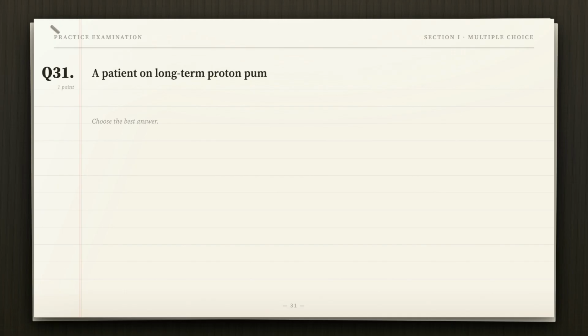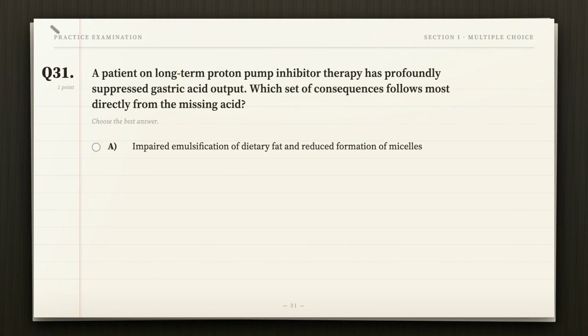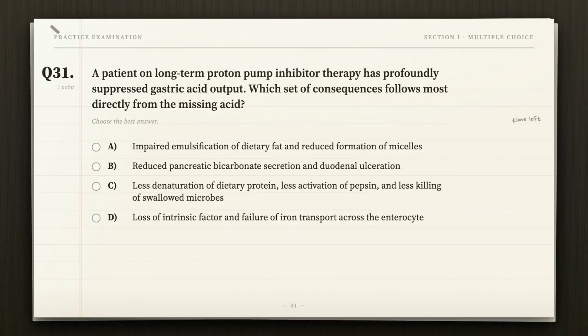Question 31. A patient on long-term proton pump inhibitor therapy has profoundly suppressed gastric acid output. Which set of consequences follows most directly from the missing acid? Your options are A. Impaired emulsification of dietary fat and reduced formation of micelles. B. Reduced pancreatic bicarbonate secretion and duodenal ulceration. C. Less denaturation of dietary protein, less activation of pepsin, and less killing of swallowed microbes. D. Loss of intrinsic factor and failure of ion transport across the enterocyte. Don't overthink it, which one feels right.